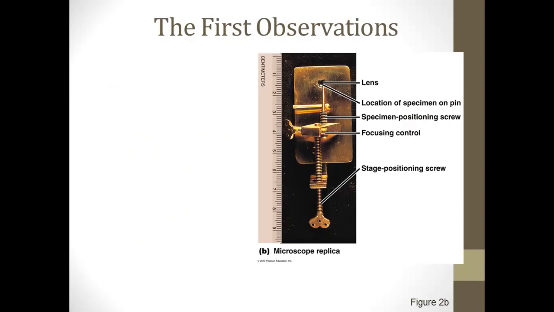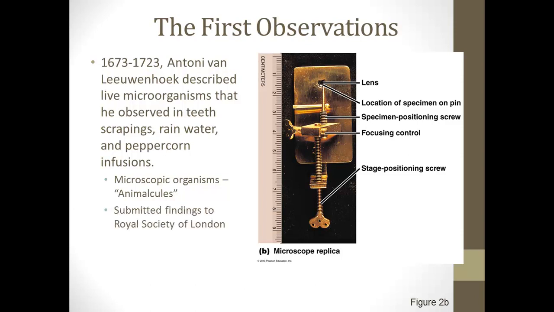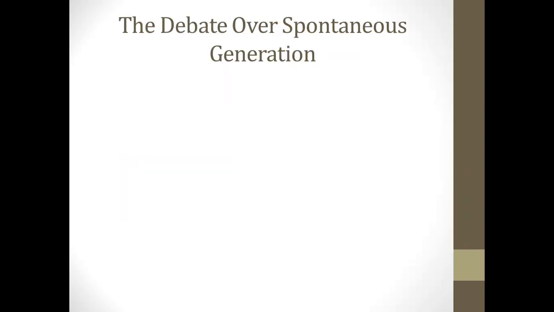The first observations. In 1673 to 1723, Antony van Leeuwenhoek described live microorganisms that he observed in teeth scrapings, rainwater, and peppercorn infusions. He didn't know what to call these organisms because they were so microscopic, so he called them animalcules. He then submitted his findings to the Royal Society of London, where it led to questions being raised. Where did these animalcules originate from? This led to the debate over spontaneous generation.